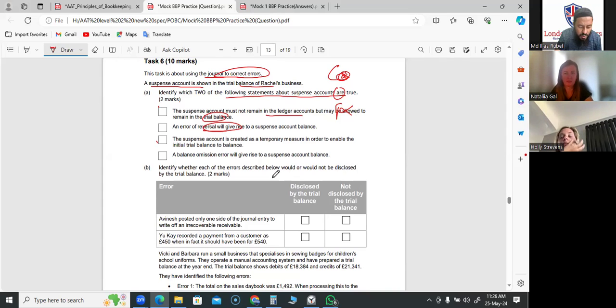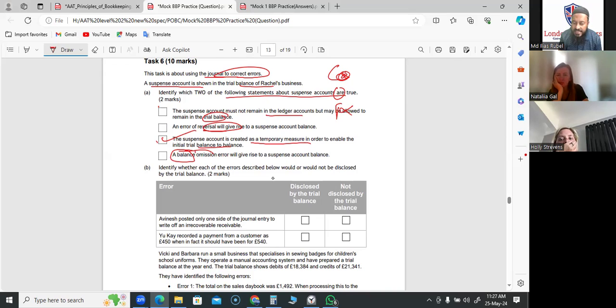So this doesn't look like the answer to me. What is the answer then? Suspense account is created temporarily to enable the trial balance to balance. That's true. A balance omission error will give rise to a suspense account balance. You see, a balance omission. It's a balance, not just omission.